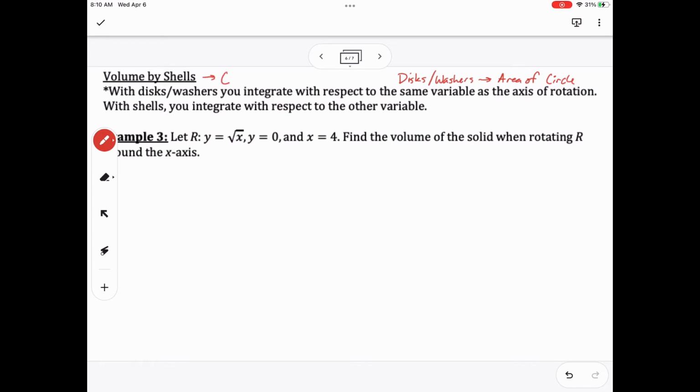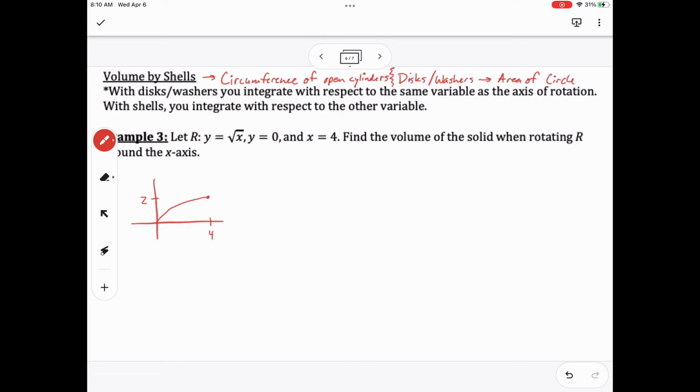But there is another way where you can do it by shells, where you actually look at the circumference of the figure, and it's an open cylinder for this. So it's not closed, it's an open cylinder because we're looking at just the height, and we're looking at the outside because circumference is just the outside of the circle, right? But then we're able to integrate with respect to the other variable. Now sometimes this is nice because it makes it a little easier to integrate.